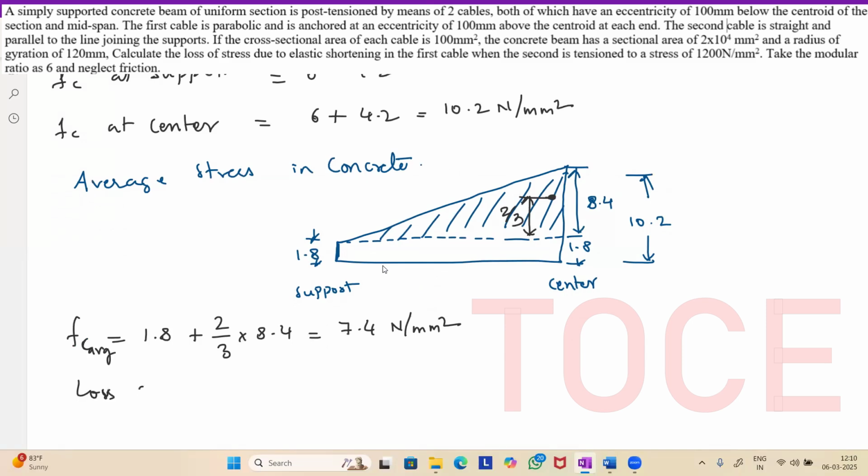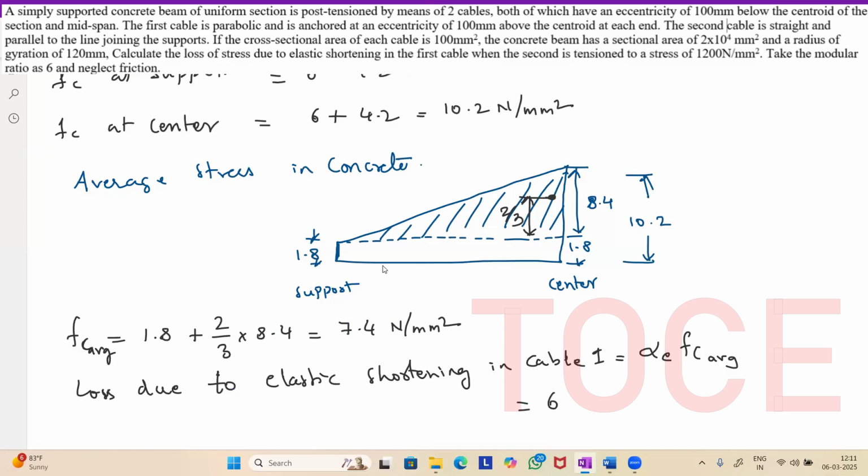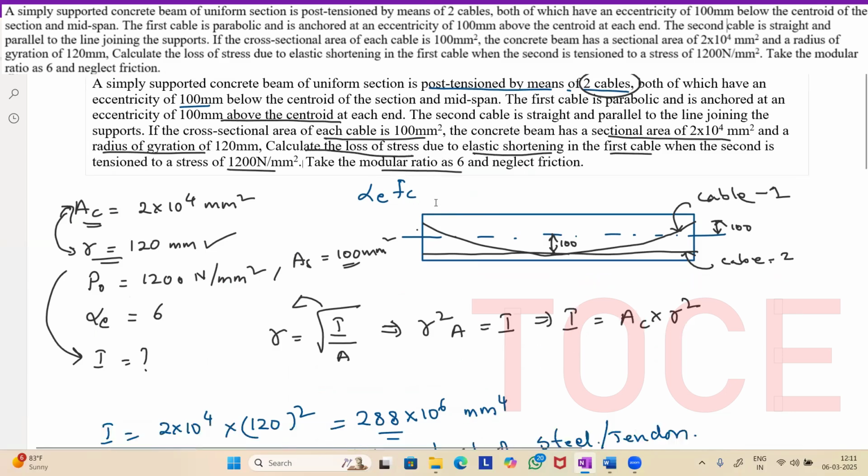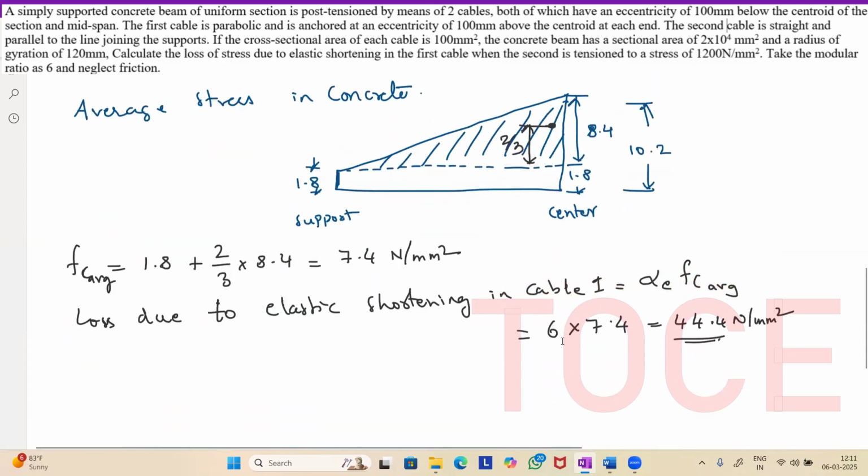Okay. Now loss due to elastic shortening in cable 1 is equal to, we know, alpha E into FC average. Okay. Alpha E is given, it is 6, and FC average is 7.4. So put these values in the calculator, you'll get the value around 44.4 Newton per mm square. Okay. So did he ask to find out percentage? No, he just asked to find out what is the loss. Okay. So here is the loss due to elastic shortening in the cable 1, that is 44.4 Newton per mm square. Thank you.